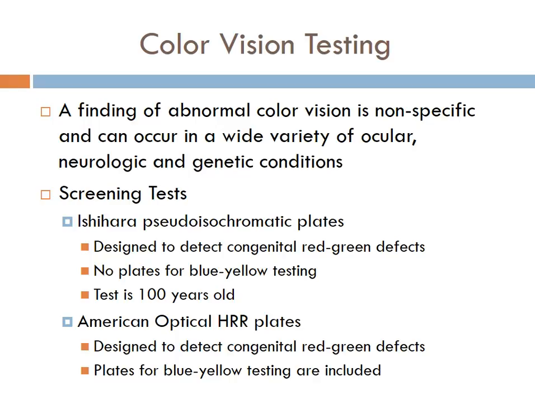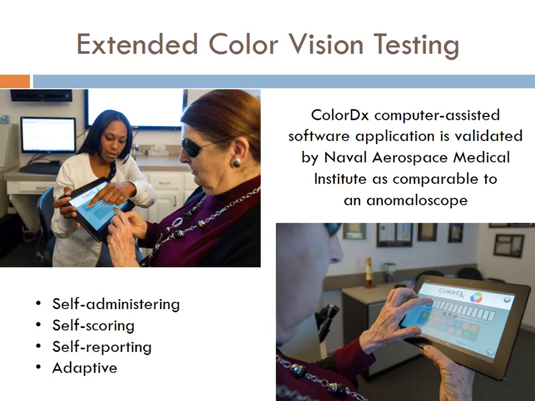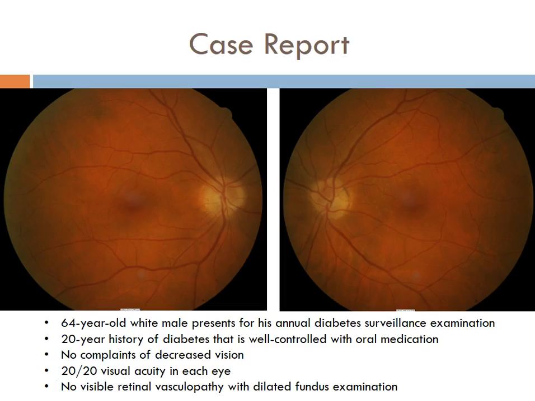These things were designed to detect genetic red-green defects in young kids. We're talking about trying to detect acquired color vision defects secondary to diabetes in adult patients. And these are the tests that are better at doing that: the Color DX and the CCT test.